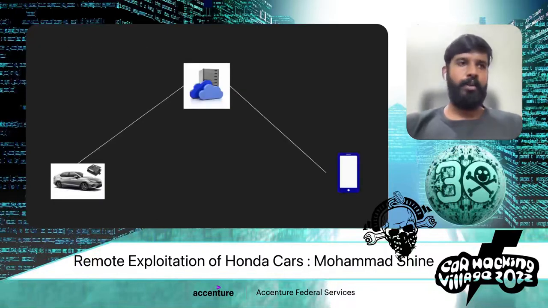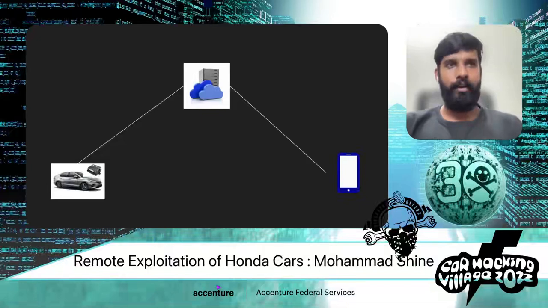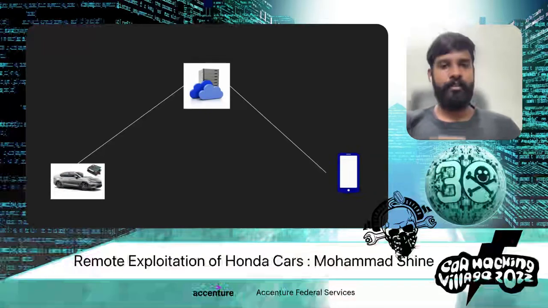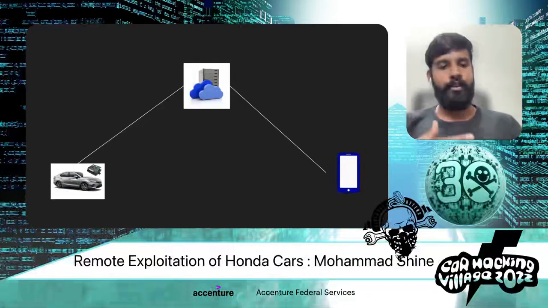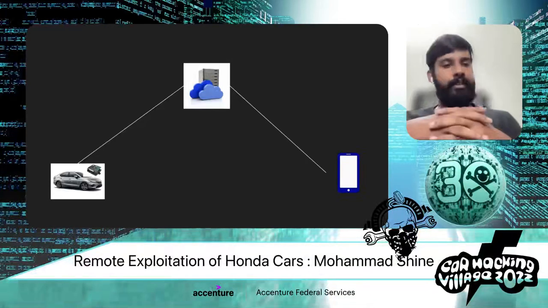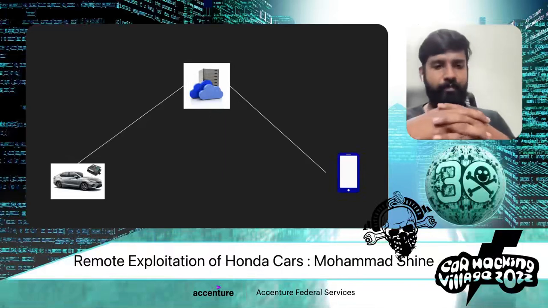Then I read about how the application controls the car. There's a cloud server that controls the car, and the request goes through the phone. For example, if you need to open the door of the car, you press the button in the mobile phone. It sends an API request to the server, and the server interacts with the telematics control unit.